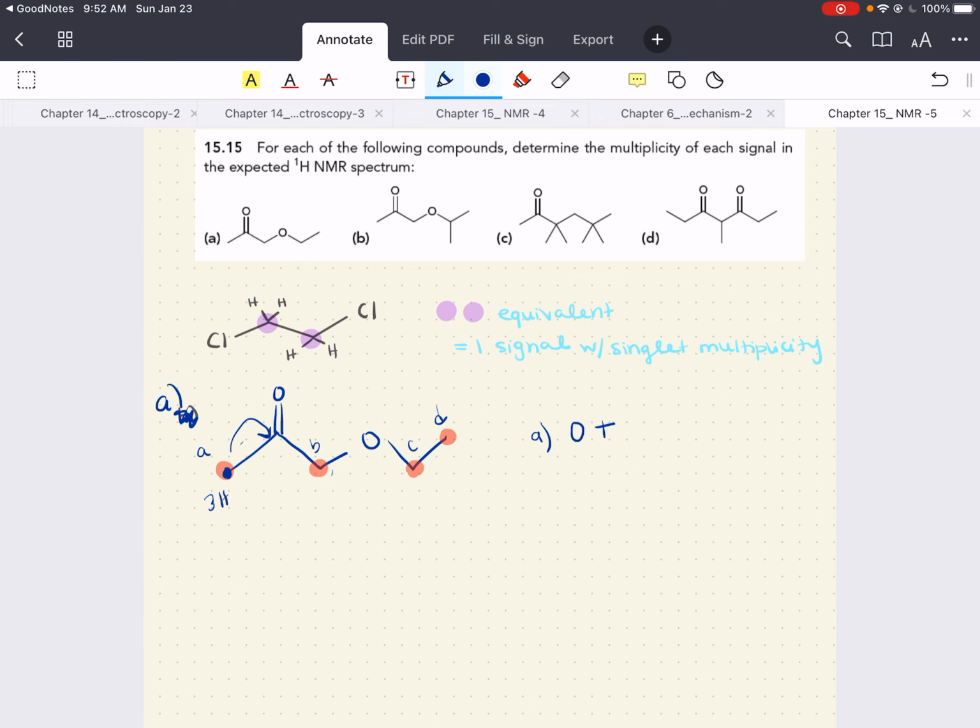So we're going to write 0 and then +1, always. The signal for the 3 hydrogens at position A is going to be a singlet. Fantastic. Let's look at position B.